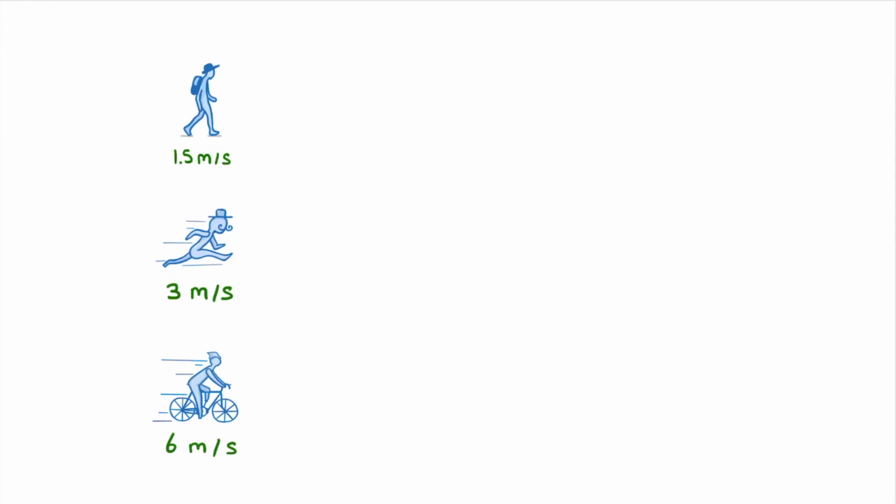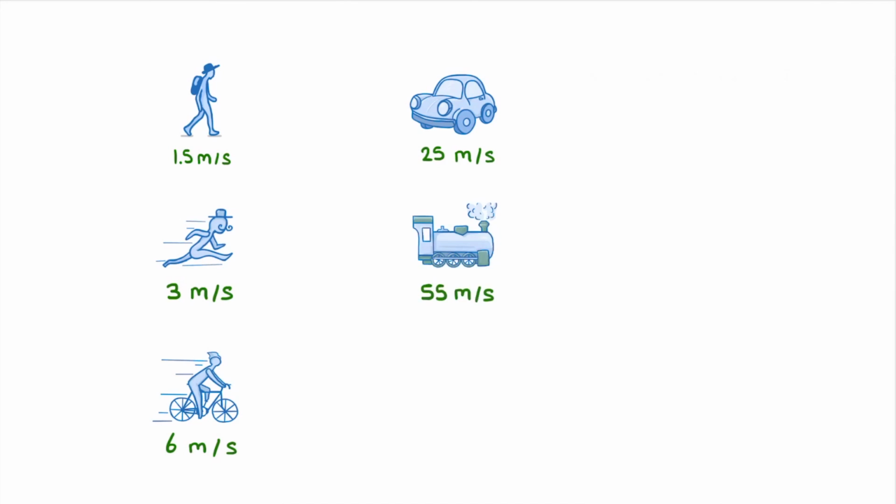To give you an idea of real-life speeds in meters per second, people walk at about 1.5 meters per second, run at around 3 meters per second, and cycle about 6 meters per second. All of these numbers do of course vary a lot though, depending on the age and health of the individual, and how much effort they're putting in at the time. Then for vehicles, a car on the main road might travel around 25 meters per second, while a fast train could travel 55 meters per second, and planes can exceed 250 meters per second.